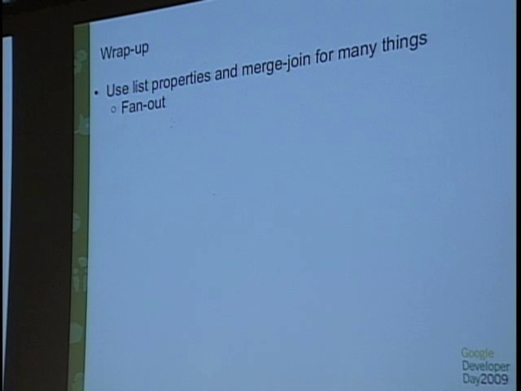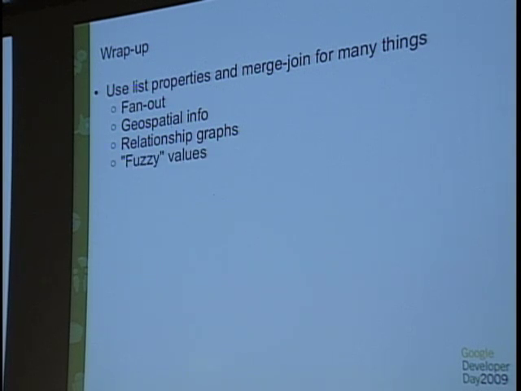So let's wrap up and look at what we covered. We used list properties and merge join for many things. We solved the fan-out problem, the one-to-many problem. We could store geospatial information, that's information on maps, locations. We can store relational graphs, who my friends are. And we can store fuzzy values.